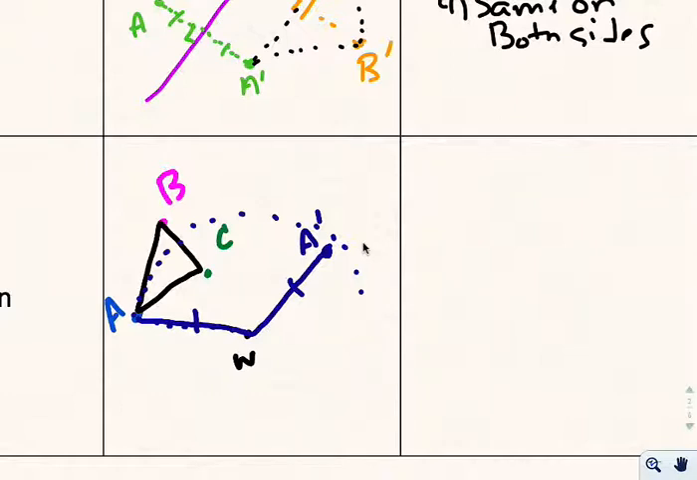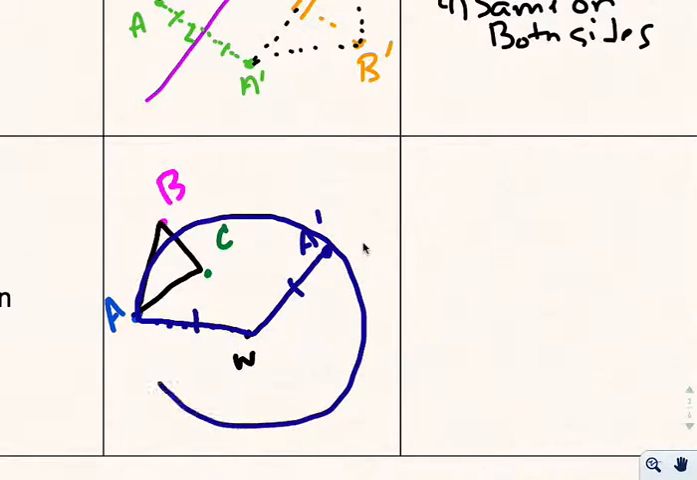Whoa, swing and a miss. Okay. So we have the circle that goes around W, and it incorporates both points with W as the center of that circle. That ensures that the distance AW is the same as the distance A prime W, which is one of the rules that you guys have to follow for reflections.